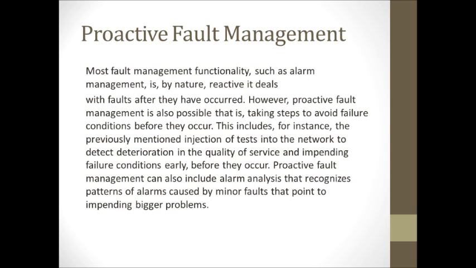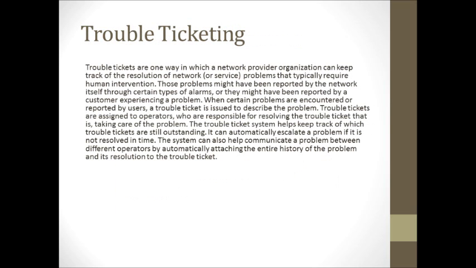Proactive fault management. Most fault management functionality, such as alarm management, is by nature reactive. It deals with faults after they have occurred. However, proactive fault management is also possible, that is, taking steps to avoid failure conditions before they occur. This includes, for instance, the previously mentioned injection of tests into a network to detect deterioration in the quality of the service and impending failure conditions early, before they occur. Proactive fault management can also include alarm analysis that recognizes patterns of alarms caused by minor faults that point to impending bigger problems.